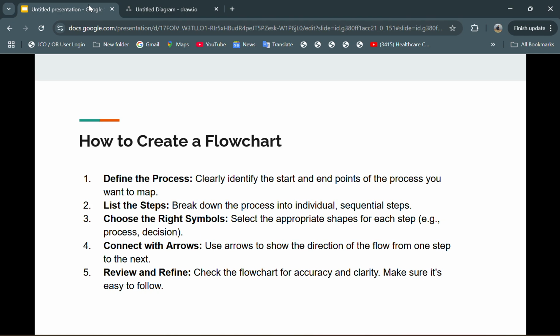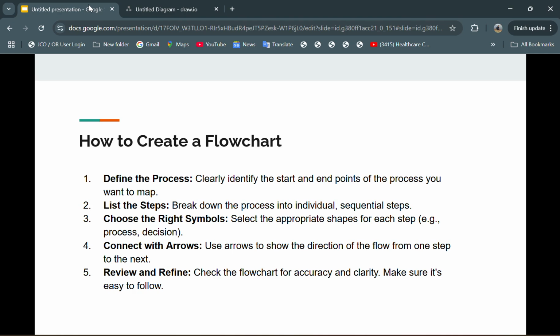So there is a 5 step process to create the flow chart, the ideal process, but you can use more steps. So define the process, list the steps, choose the right symbol at the right stage, connect with arrows, and review and refine. So you need to define the process, what process. So anti-money laundering processes, or transaction monitoring, or the mutual fund order, or the equity order, or the trade surveillance team working processes. So you define a process and clearly identify the start and end point of the process you want to map, and how the process will start, who are the users that interact with that process.